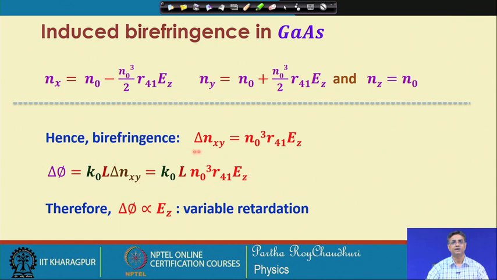This phase difference, you can see, is just proportional to the applied electric field strength. So delta phi is proportional to E_z. So this phase difference or the retardation is proportional to the external field. That means it is a variable retarder system, where the retardation can be controlled by the external electric field, that is E_z.